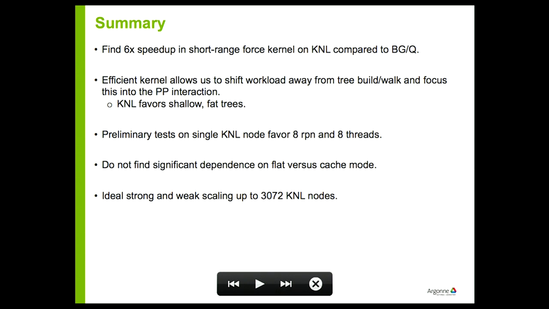Okay, so just to summarize, we found 6x speedup in the optimized KNL short-range force kernel compared to the optimized BGQ kernel. Because we have this highly optimized kernel, we've now been able to remove workload away from the complex tree build and put it into the kernel itself. Our preliminary tests on single node KNL systems have found that our sweet spot is around 8 ranks per node and 8 threads. We don't find much dependence on flat versus cache, and we exhibit ideal strong and weak scaling up to 3072 nodes. Thank you.